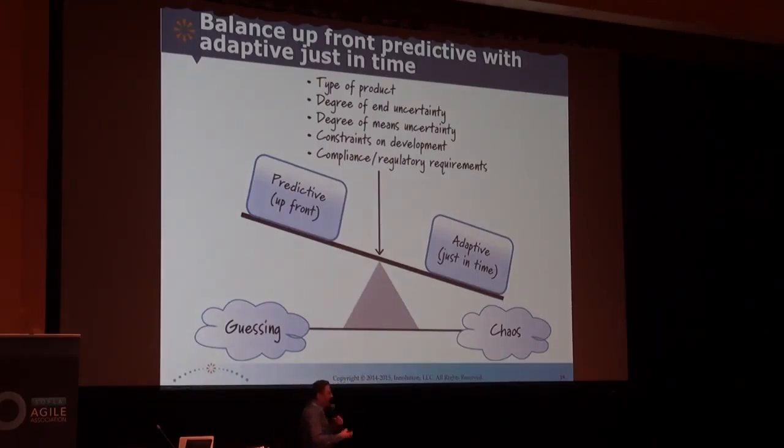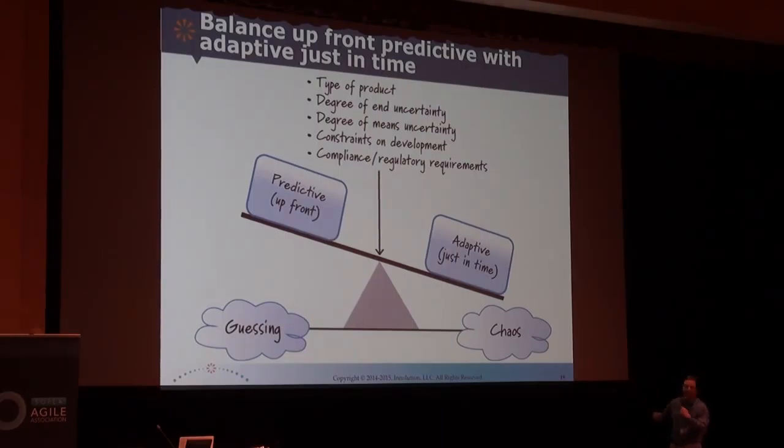Agile is not anti-upfront. That's a misunderstanding. Most people think of a waterfall-type approach as a predictive upfront approach: try to get all those requirements done up front, try to get the full project plan done up front, all that kind of stuff. Oh, and Agile is all just in time. Don't do any of that stuff up front.